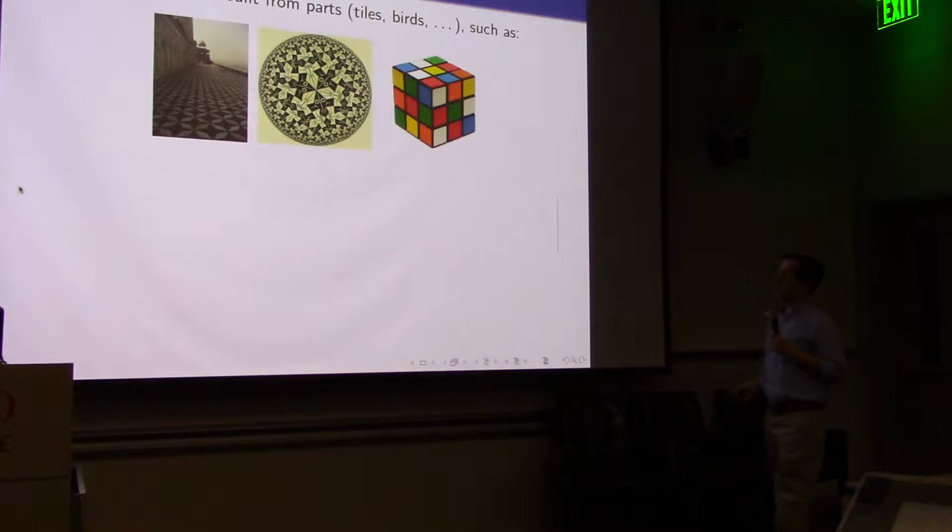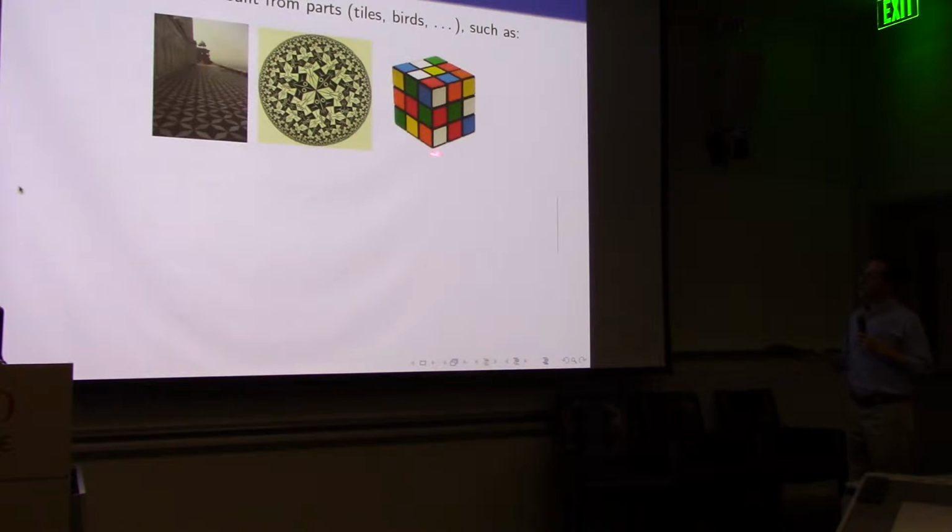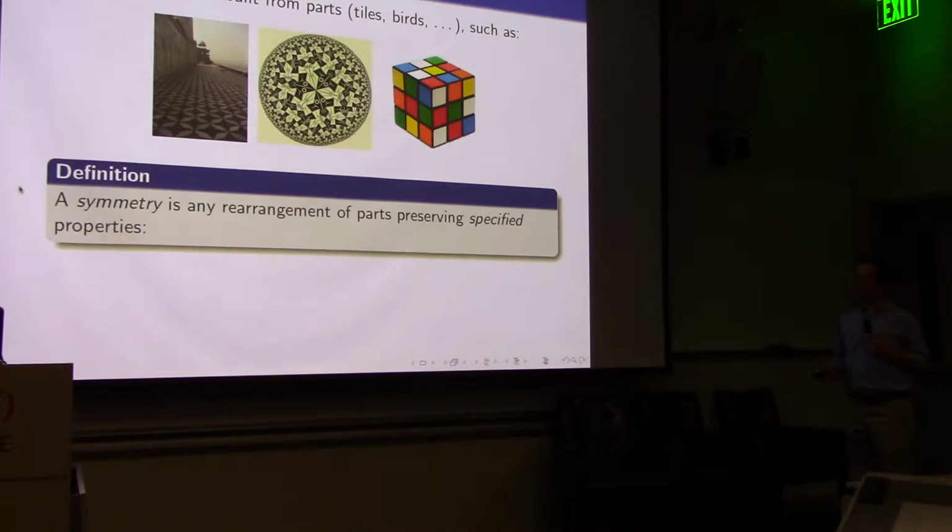So first of all, roughly what is symmetry? So here we have several examples. This is a picture I took at the back of the Taj Mahal, and you have this very simple tiling pattern on the floor. This is the Circle Limit that I briefly described before, and then we have our Rubik's Cube. And these are each going to illustrate the following basic principle.